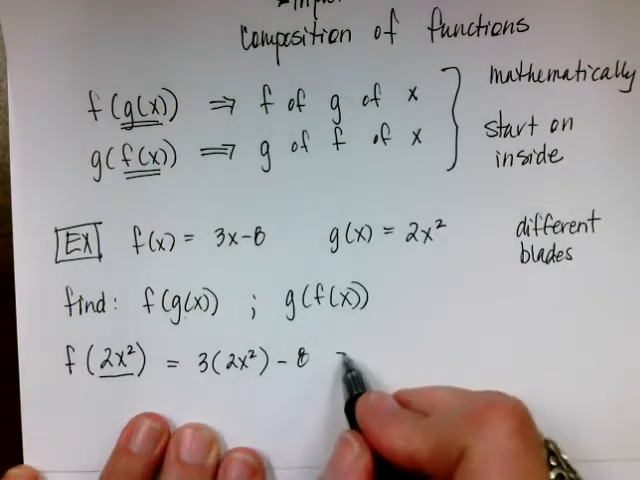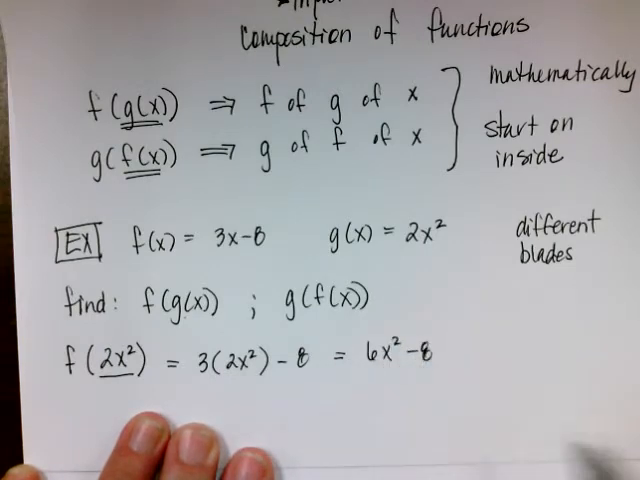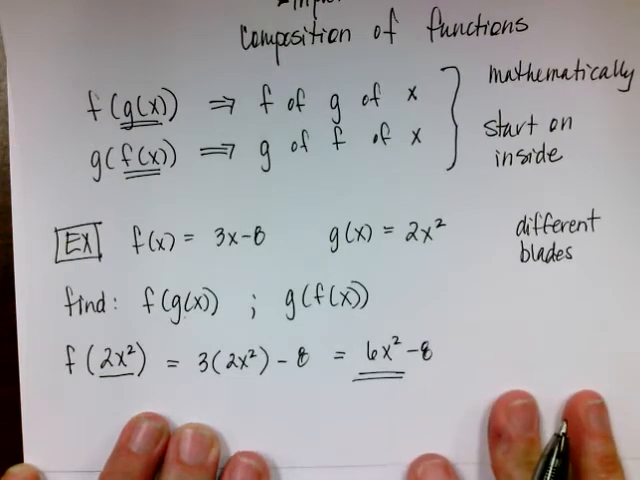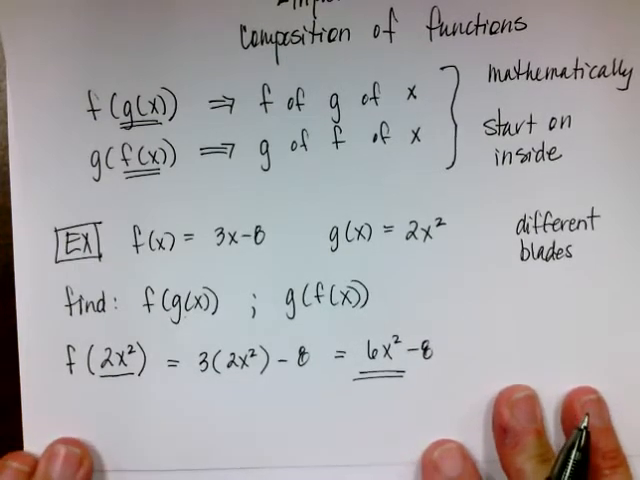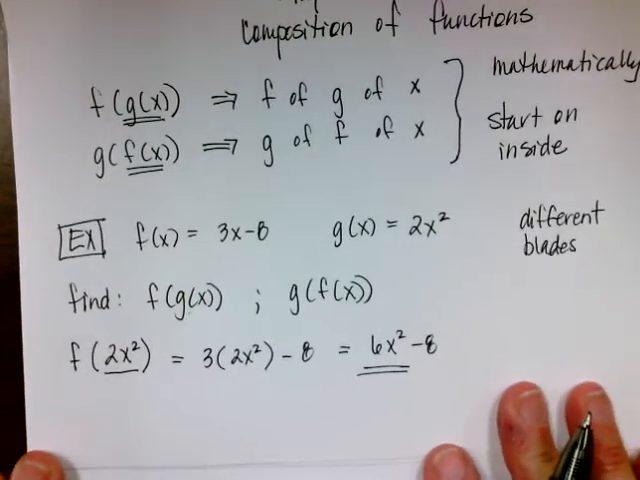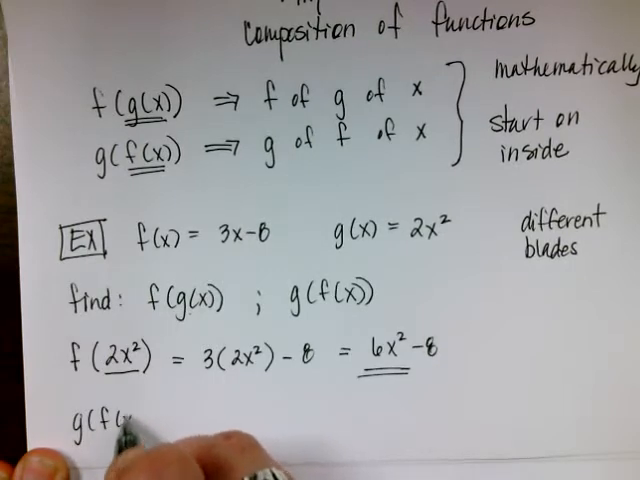Now I need to simplify that math. So I'm going to have 6x squared minus 8. There are no other terms to combine, and that would be the composition of f of g of x. Okay? Now I'm going to do it the other way. I'm going to do g of f of x.